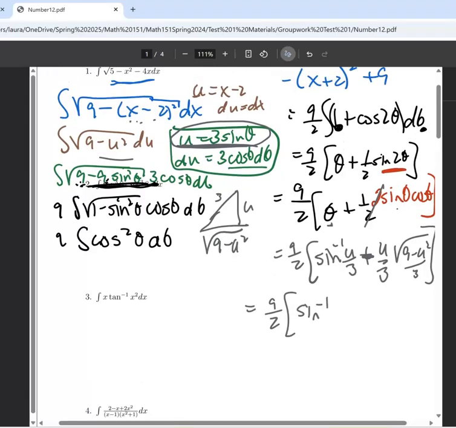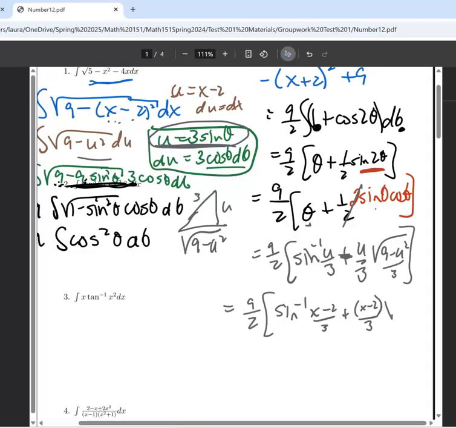So my u was equal to x minus 2 over 3. See if I can squeeze it in here. 9 minus x minus 2 squared over 3. And I will not be taking points off if you forget to put the plus c. Phew, that was a lot.